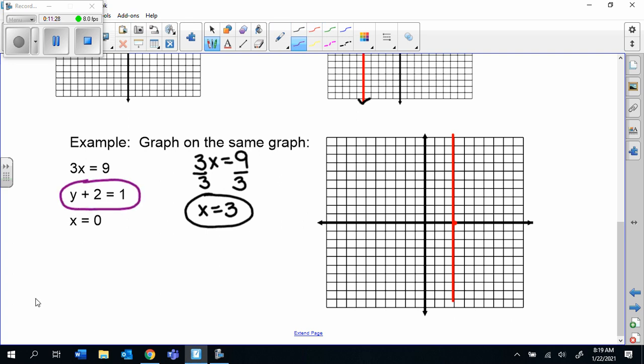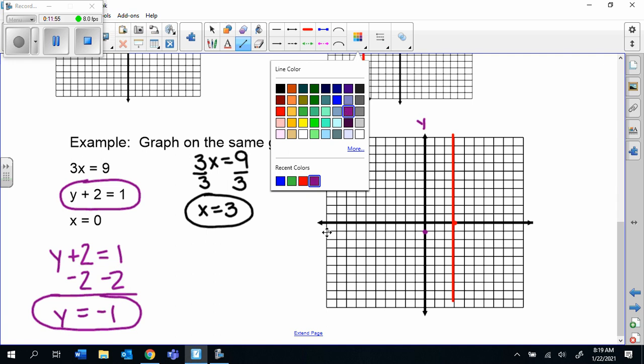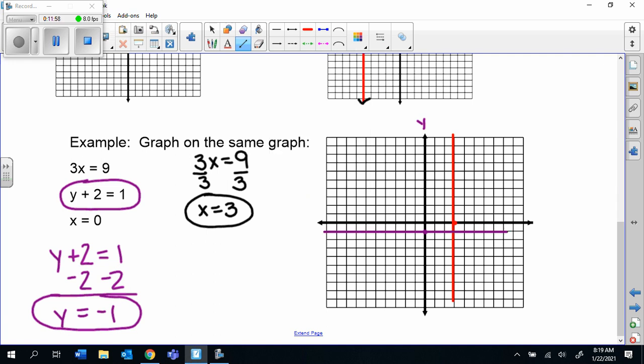y plus 2 equals 1. Let's get y by itself by taking that 2 to the other side. It is going to be a horizontal line, so this one's going to go the other way. Where is y equal to negative 1? Down 1. I would be lying if I said I don't enjoy playing with some of the colors here on my little tablet. So there is the line y equals negative 1.